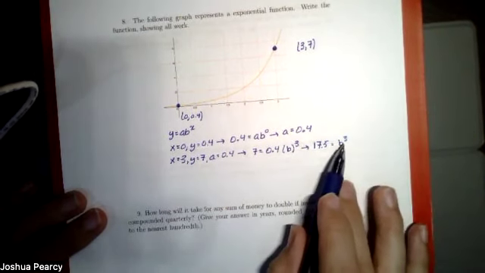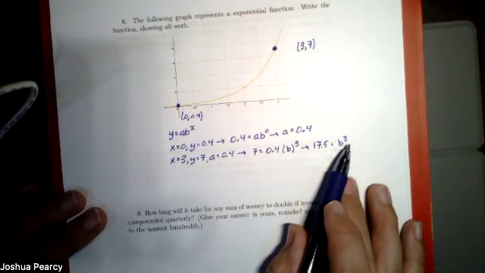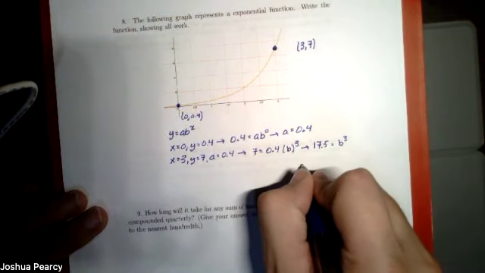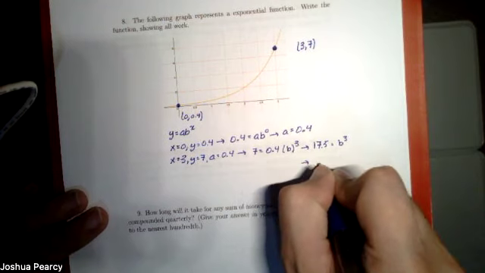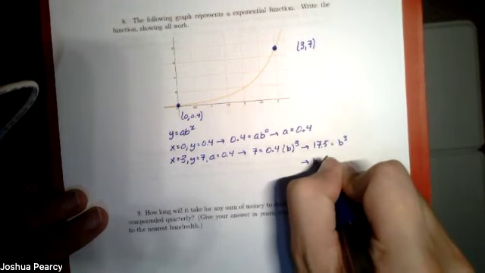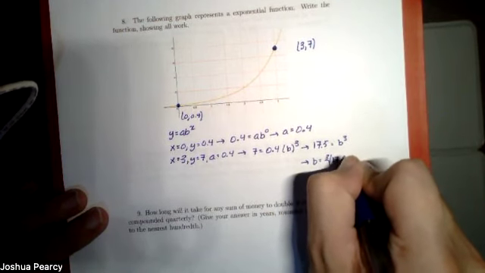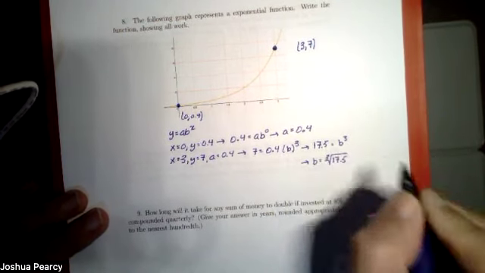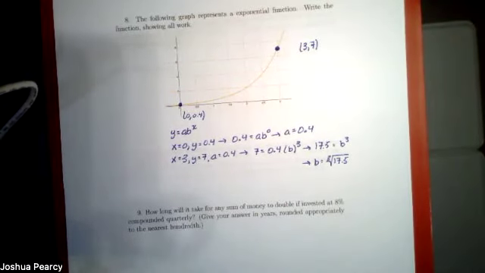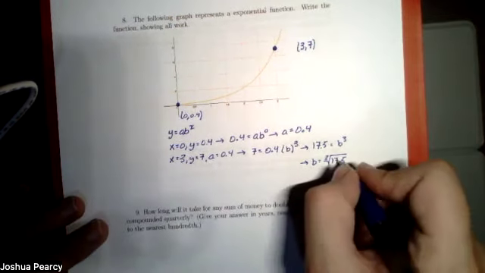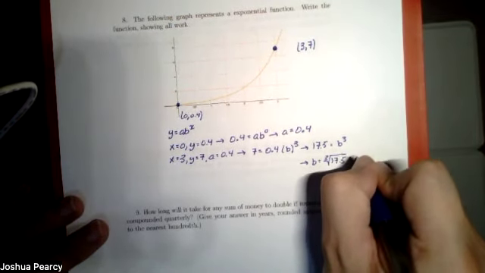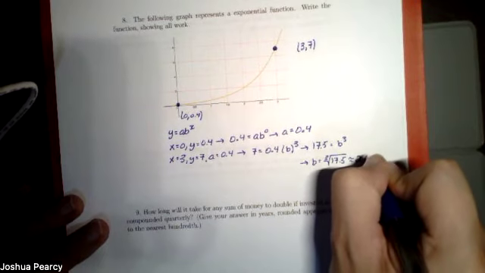And now to undo the raising to the third power, I need to take the cube root of both sides. So this would say that b is the cube root of 17.5. If I plug this in the calculator and see what this is, the cube root of 17.5, to 2 decimal places, this is 2.60. So this is approximately 2.60.